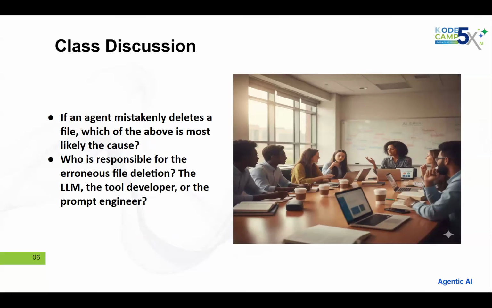Well, first of all, let's even agree: is that a failure? Let's say you ask the agent to update the contents of a file, maybe a report you are writing, you ask it to proofread it and fix grammar issues, but the agent ends up deleting that file. Is that a failure?